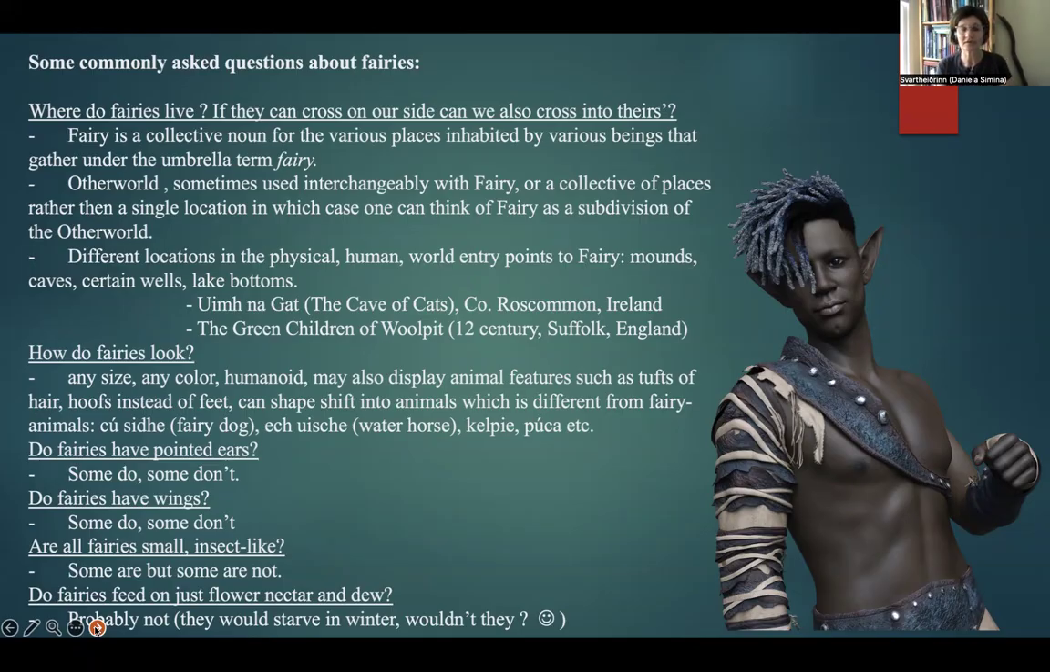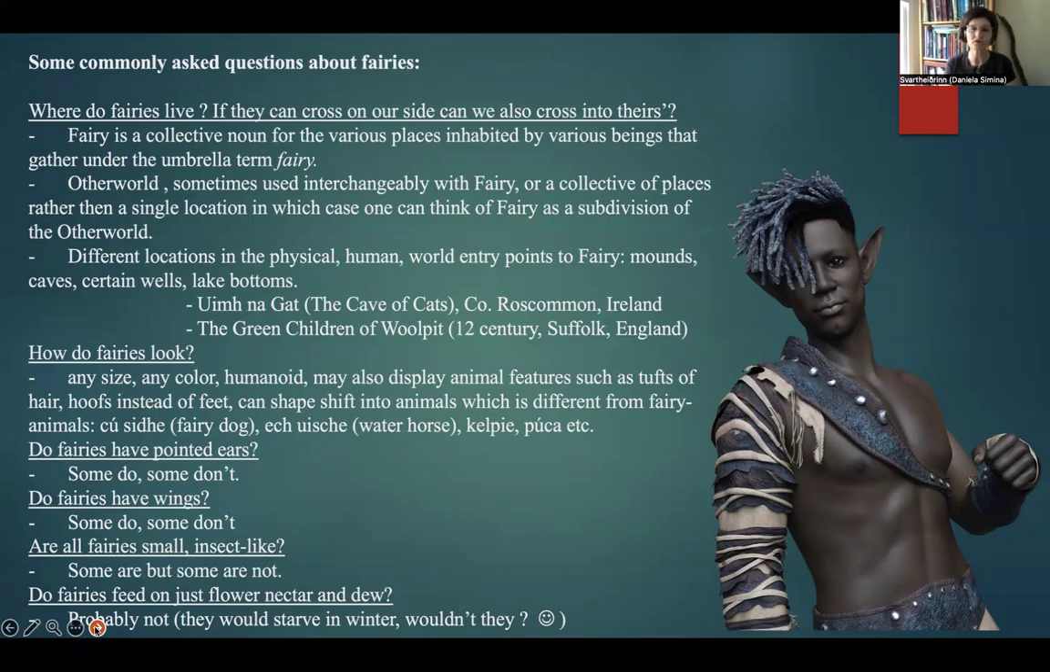What we do know is that different locations in the physical human world act as entry points to Fairy, capital F, their world or worlds. Such entry points can be mounds, whether ancient megalithic burial mounds or hillocks in the landscape, caves, certain wells, bottoms of lakes. In Ireland, we have Uaimh na gCat, the Cave of Cats in County Roscommon, and that place is deemed to be an entrance into the other world.